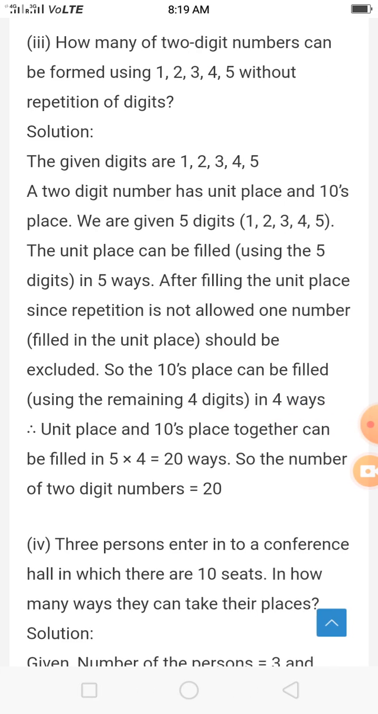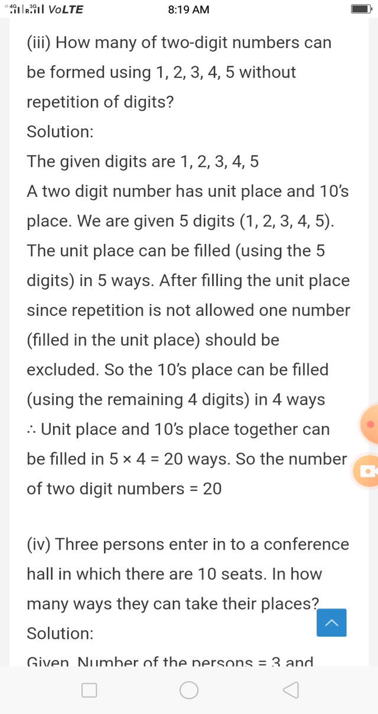That's it. And then third one: how many 2-digit numbers can be formed using 1, 2, 3, 4, 5 without the repetition of digits? 2-digit number means what? 23, 13, 54. That other 2-digit number we know. But how many 2-digit numbers can be formed using 1, 2, 3, 4, 5 without repetition of digits? Without repetition means what? Repetition means again and again. Without repetition means we don't want to put again and again.